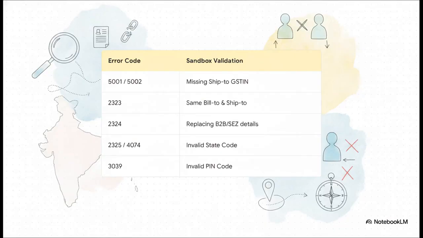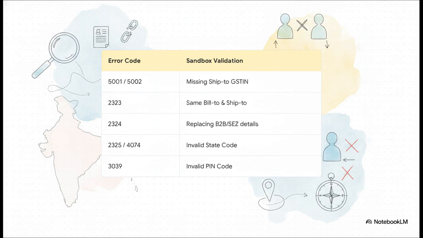You might actually want to grab a quick screenshot of this table right here. Seriously, having these exact error codes handy is going to save your dev team some sleepless nights. Notice that error 5001 and 5002 trigger if you completely miss that mandatory ship to GSTIN we just talked about. But look really closely at error 2323. In Bill 2/Ship 2 transactions, the system now mandates that these have to be distinct parties.